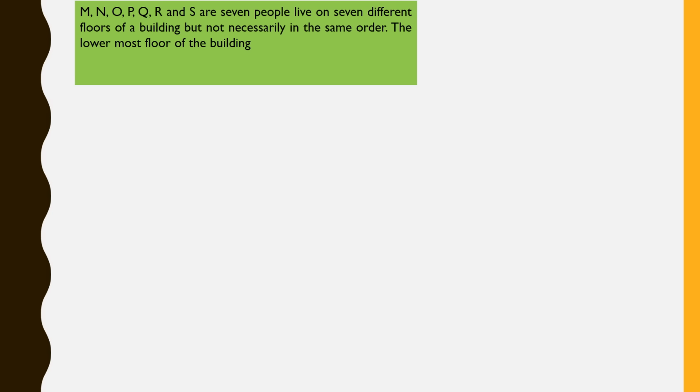Now we will try to solve the question. At first we will try to reduce this theoretical data into graphical form. The first statement is: M, N, O, P, Q, R and S are 7 people on 7 different floors of a building, but not necessarily in the same order. The lowermost floor of the building is numbered 1, the one above that is number 2, and so on till the topmost floor is numbered 7.